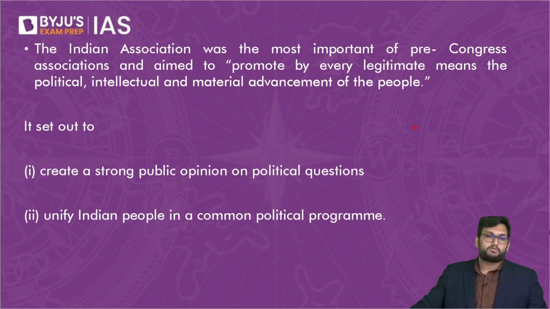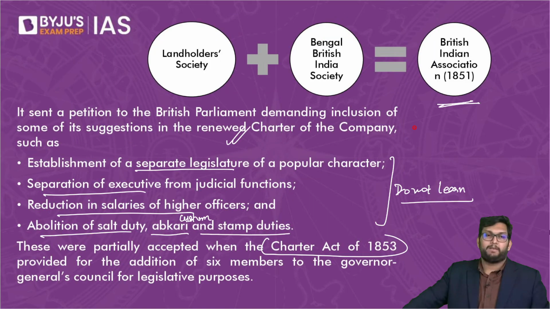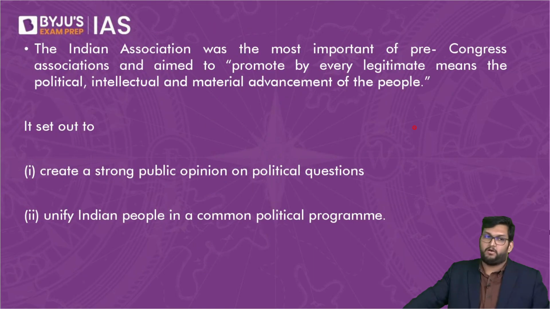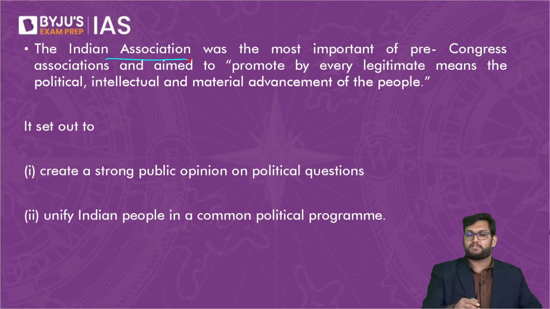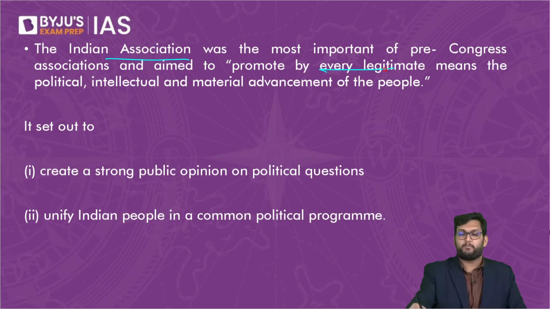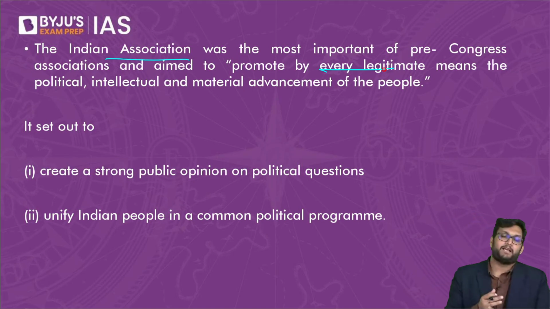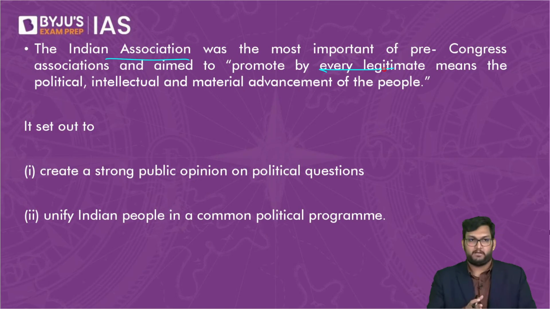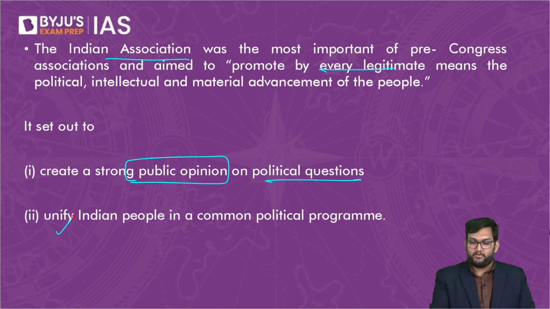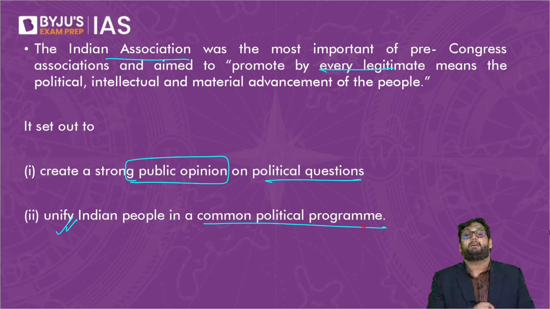Okay. So we have a whole plethora of organizations which have come up in Bengal. And the Indian Association was the most important pre-Congress political party, aimed to promote by every legitimate means the political, intellectual and material advance of the people, create public opinion on political questions, and unify the people under a common program. This is called first uniting, then trying to act together.